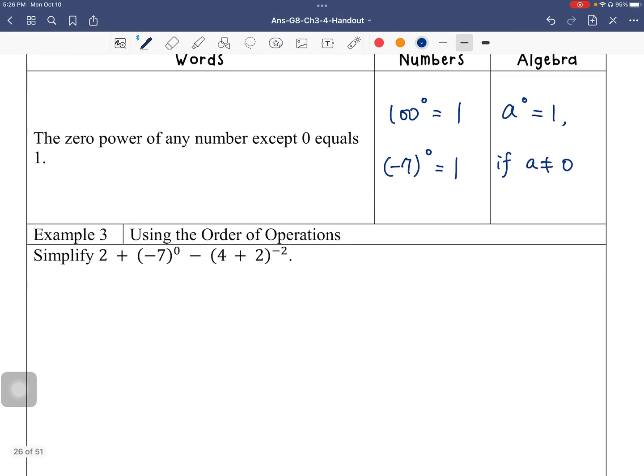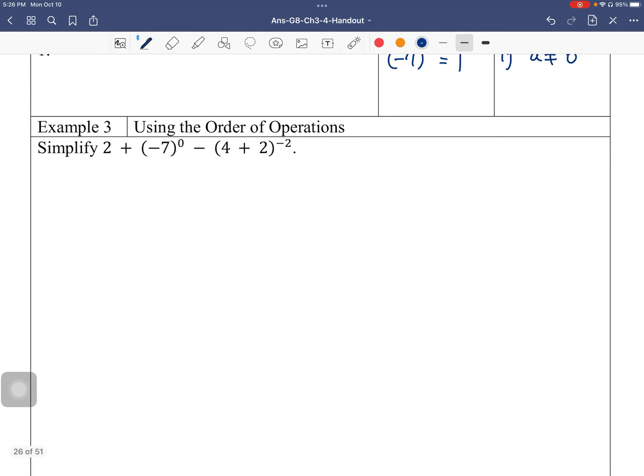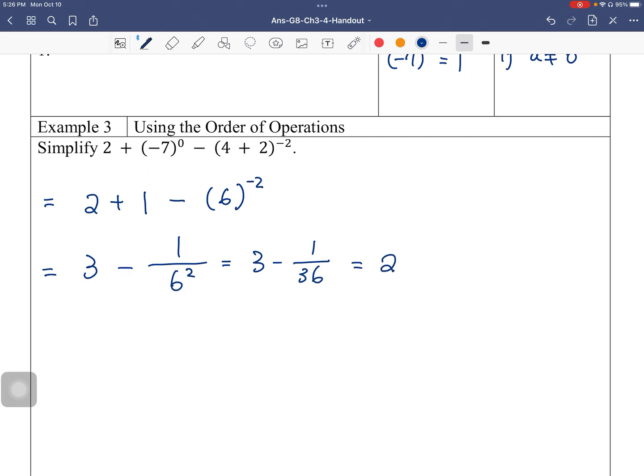So now I want to simplify this. Equals 2, use the zero property, equals 1 minus 6 to the power of negative 2. Combine the like terms: 3 minus 1 over 6 squared. 3 minus 1 over 36, end up with 2 and 35 over 36.